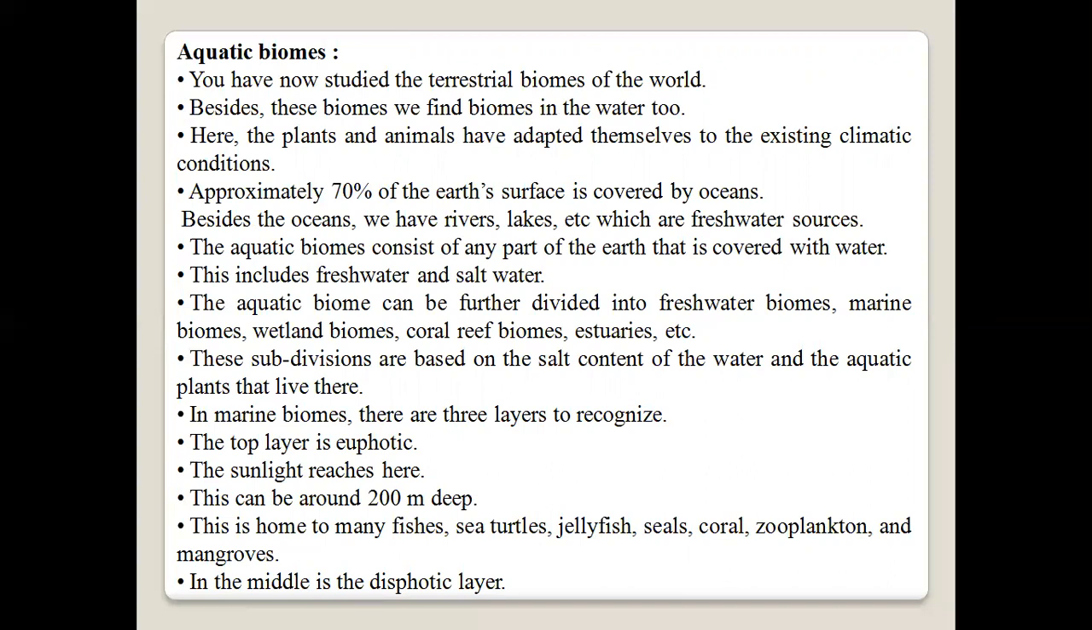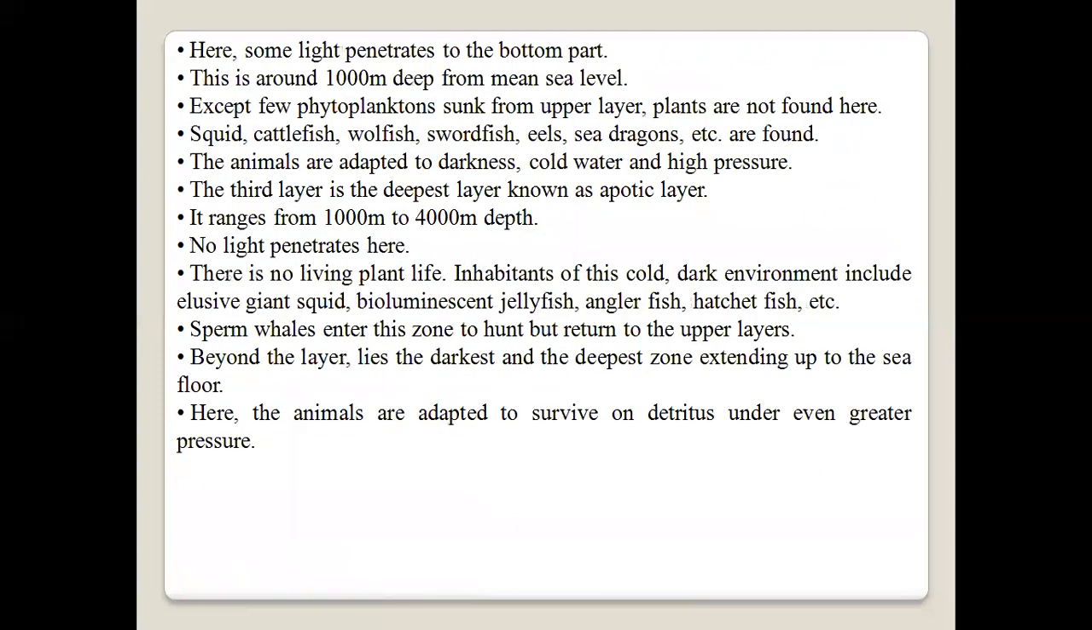The middle is the dysphotic layer. Here some light penetrates to the bottom part. This is around 1000 meters deep from mean sea level. Expect few phytoplankton from the upper layer. Plants are not found here. Squid, cuttlefish, wolffish, swordfish, eel, sea dragon, etc. are found. The animals are adapted to darkness, cold water, and high pressure.